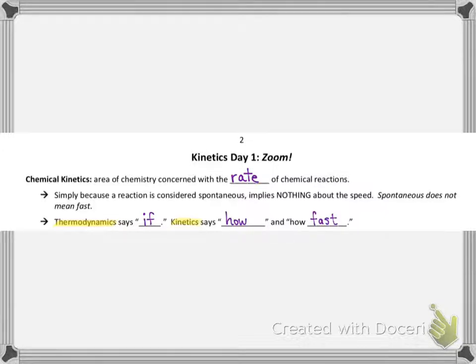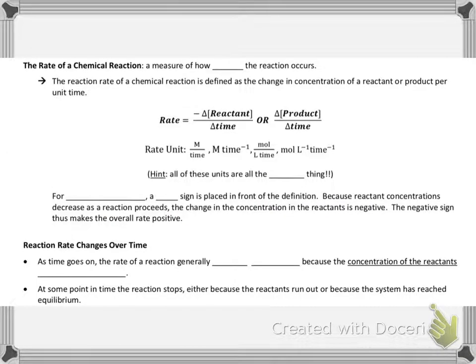Well, if we're going to talk about how fast a reaction runs, we need to talk about the rate of a chemical reaction, which is just literally a measure of how fast the reaction occurs. When you're looking at reaction rate, it's defined as the change in concentration of a reactant or a product per unit time. It could be per second, it could be per minute, it could be per day. It depends on the reaction. Now, the units of rate are always going to be the same. It's going to be molarity, because we're looking at change in concentration divided by time.